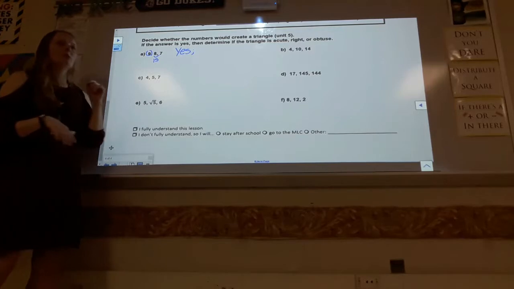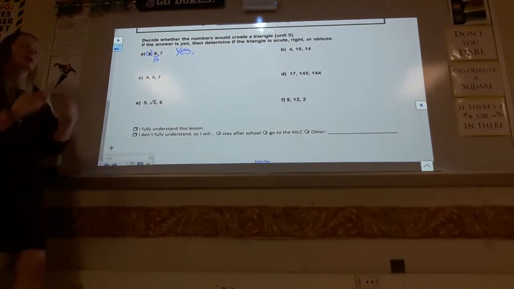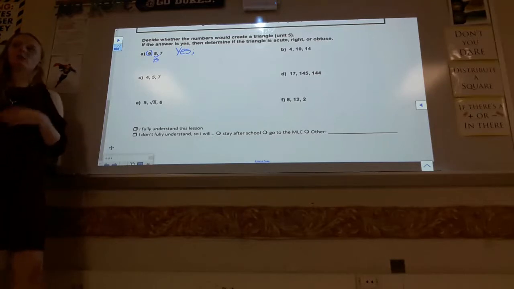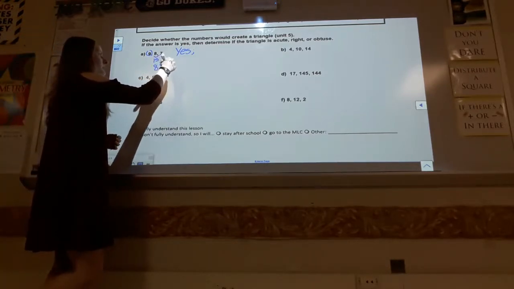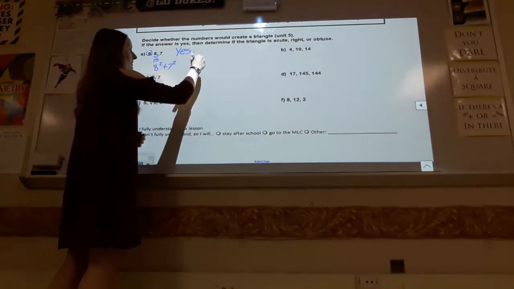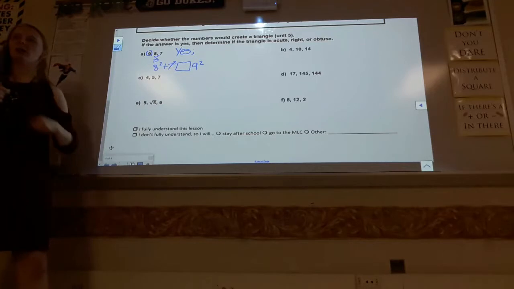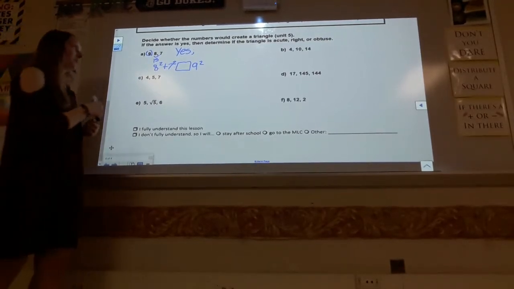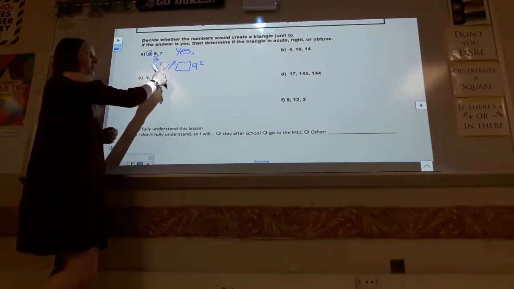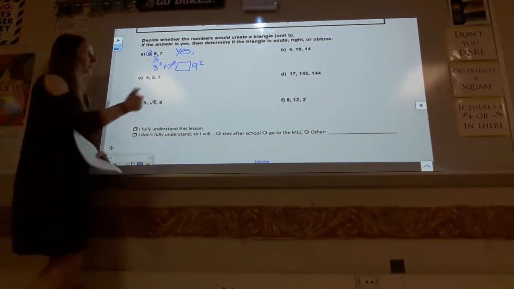So now that I've determined it's a triangle, I'm going to do the exact same process. I'm going to add the two smaller sides together and compare to the longest side, but I'm going to throw squares in now. So I'm going to do 8 squared plus 7 squared. I'm going to compare that to 9 squared. I'm going to put a little box here. I'm going to fill that box with an equal sign, a greater than sign, or a less than sign. So 8 squared is 64, 7 squared is 49. Add those two together, 113.